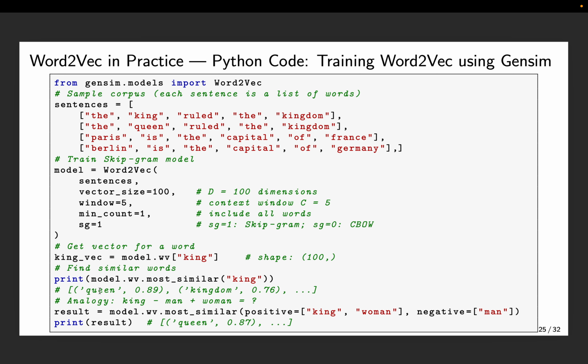For the next analogy task, king minus man plus woman: model.wv.most_similar, where positive equals king, woman, and negative will be man. This computes king plus woman minus man and finds the nearest word. Ideally it returns queen with a high similarity score. A quick note: with this tiny corpus of 4 sentences, the result won't be meaningful. Word2vec needs millions of sentences to work well, but the API and the mechanics are exactly the same whether you are training on 4 sentences or 4 billion words, so it doesn't matter.